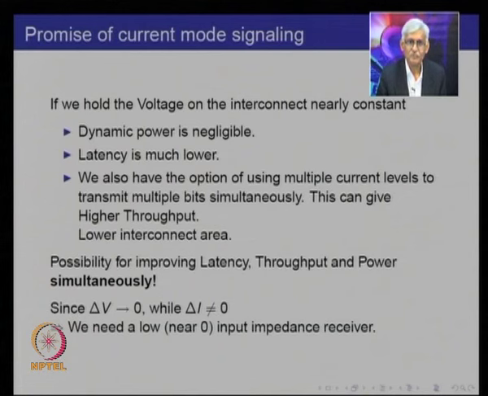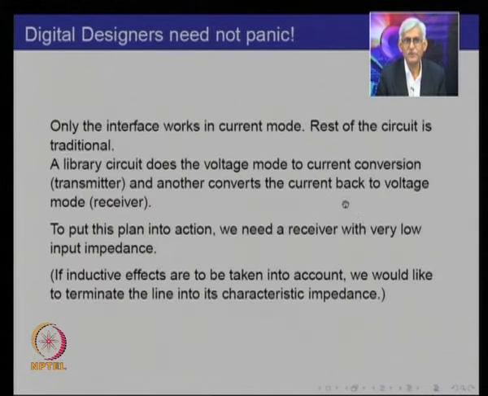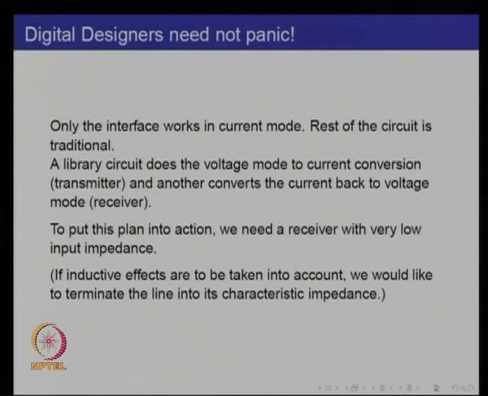In fact, if we say that delta V tends to 0 while delta I is non-zero, that means the input resistance at the receiver should approach 0. Otherwise, as you change the current across this input impedance, a voltage will develop across it, which will change in proportion to this current. Therefore, in current mode, what we do is to terminate the line with a low resistance rather than using the traditional high input impedance of CMOS design. So, let us see what happens when we use this technique.